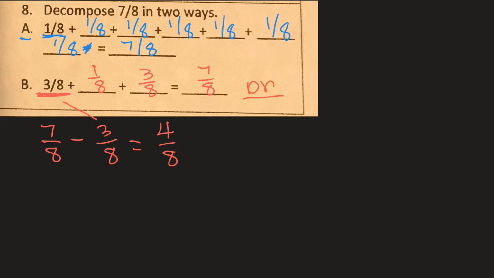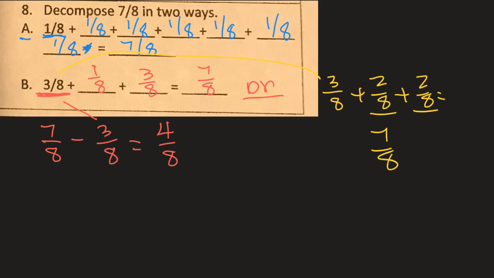Or I could do the 3/8 they have plus blank plus blank. I could do 2/8 plus 2/8 equals 7/8. Or you could switch them around.